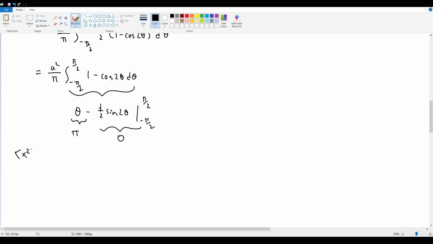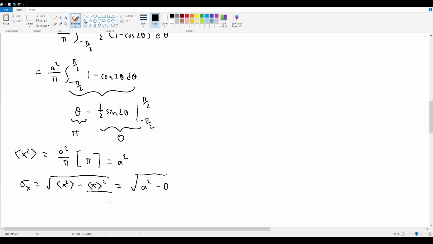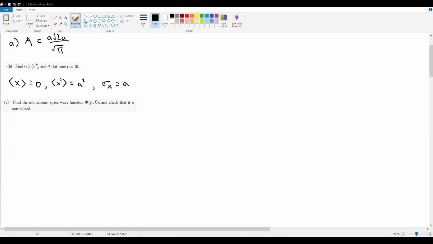Ultimately, expectation of x squared is going to equal a squared over pi multiplied by pi, which is therefore just equal to a squared. That means finally that the uncertainty in x, which is equal to the square root of the expectation of x squared minus the expectation value of x squared, like that, is going to equal a squared minus 0, because we found that the expectation value of x is 0 from earlier, and this is just going to equal a, and that is part B.